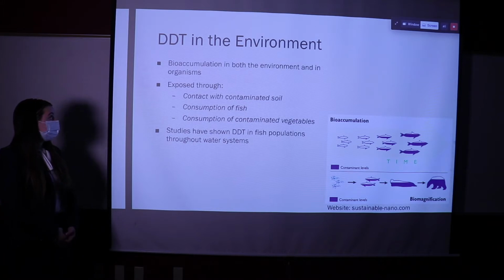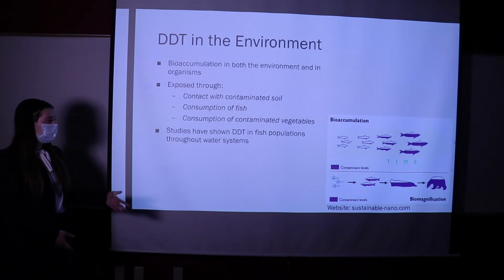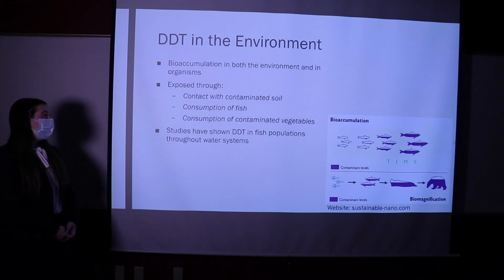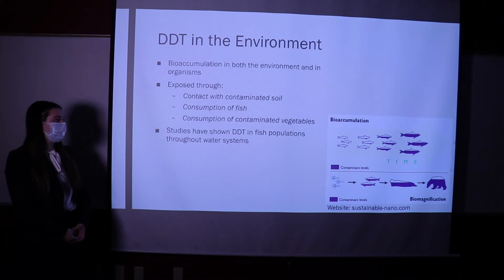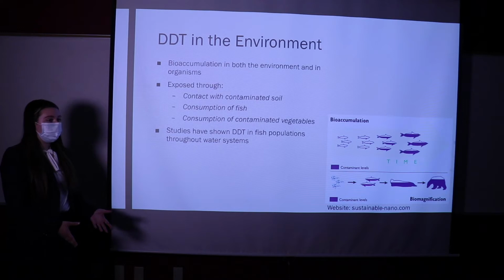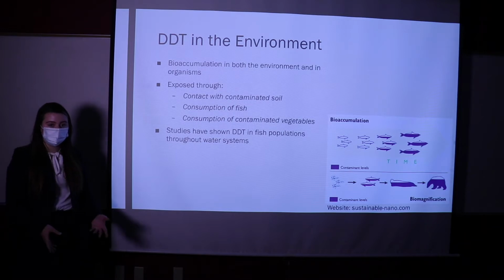So, as I previously stated, DDT has a long residence life within the environment, and it bioaccumulates in both the environment and organisms. And the diagram shown in the bottom right corner shows the process of bioaccumulation and how that might happen within an ecosystem. And humans, especially, or other organisms, are exposed through contact with contaminated soil, consumption of contaminated fish, or consumption of contaminated vegetables, as well as a few other minor exposure routes. And this is important and kind of ties in because studies have shown DDT in fish populations throughout water systems across the world.